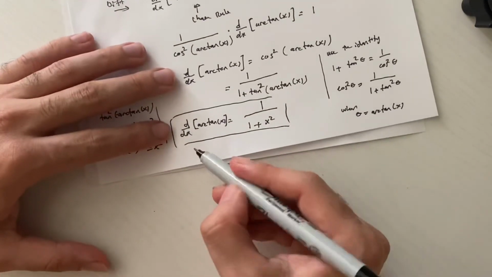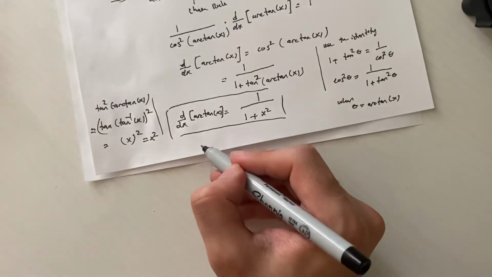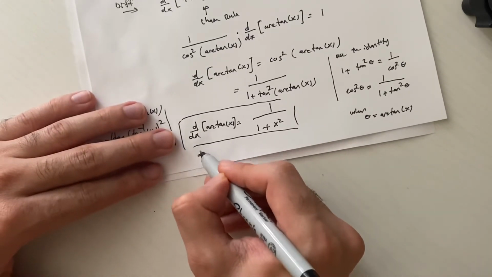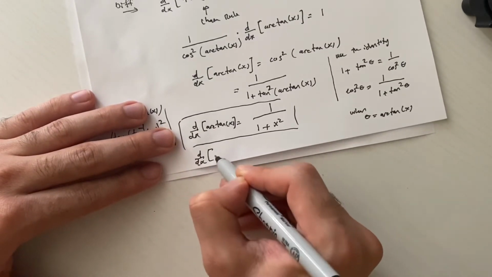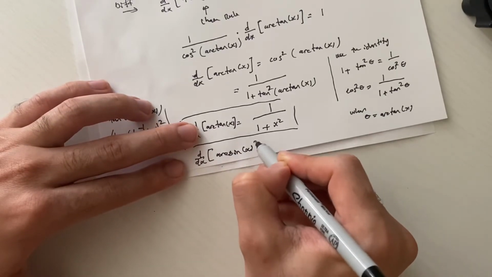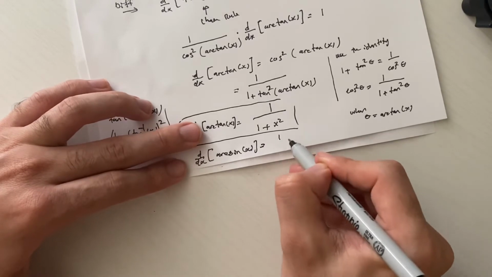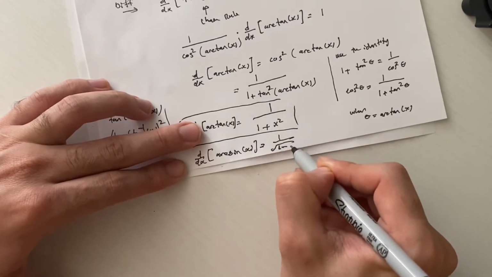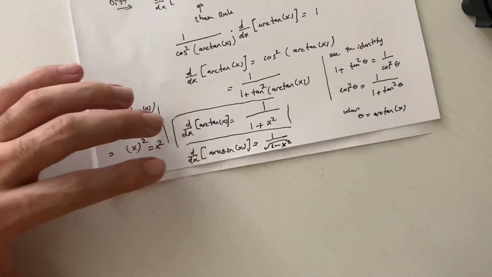We can apply the same thing for the derivative of arcsine of x. And the result will be 1 over the square root of 1 minus x squared.